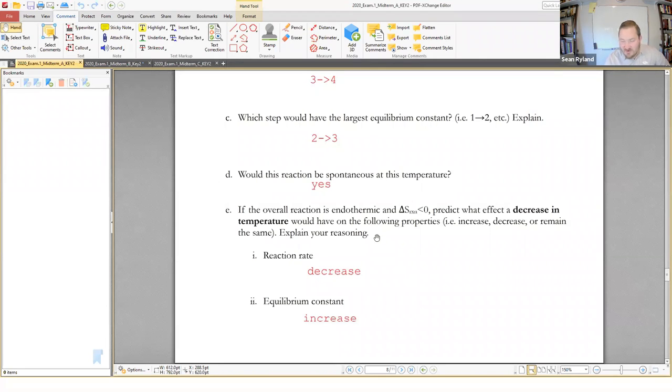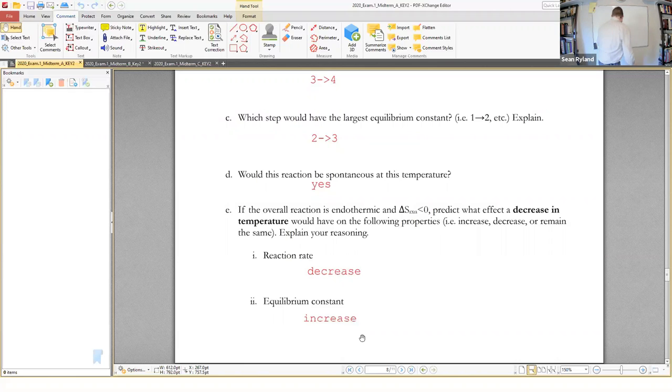So I didn't just give everybody a pass on that, because with these properties, if it's endothermic and delta S is less than 0, what happens if you decrease the temperature? The key to that is, part of it is for reaction rate. Reaction rate is just tied to temperature. Changing the temperature doesn't affect the transition state energy. So if temperature goes down, your rate goes down. If temperature goes up, your rate goes up.